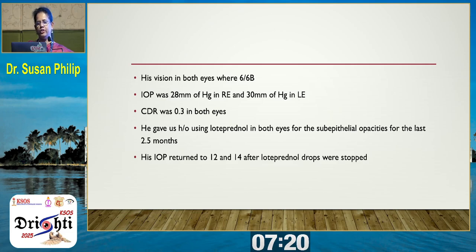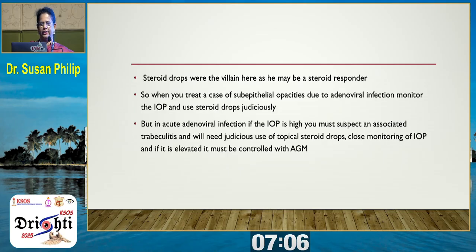Cup disc ratio was normal. He gave a history of using loteprednol eye drops for subepithelial opacities for the last 2.5 months. His intraocular pressure returned to 12 and 14 after we stopped loteprednol, and initially he was treated with anti-glaucoma medication. So steroid drops were the villain here, as he may be a steroid responder.